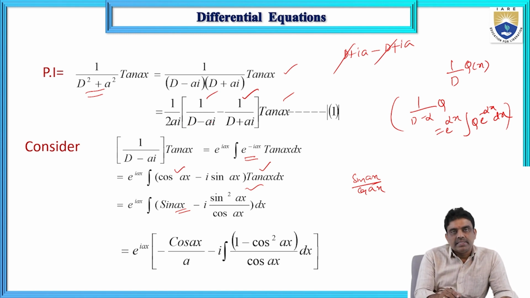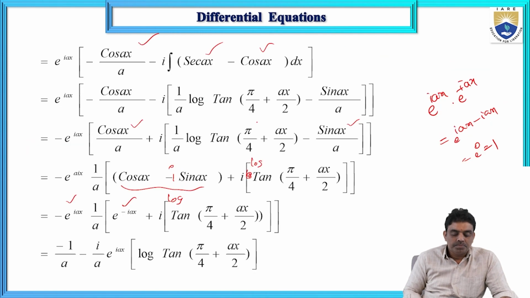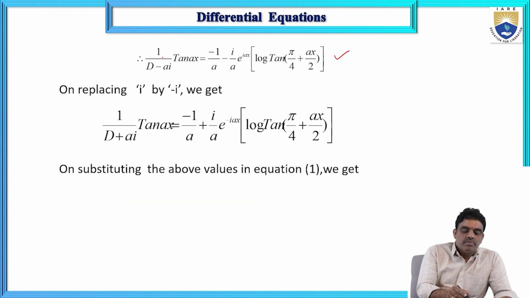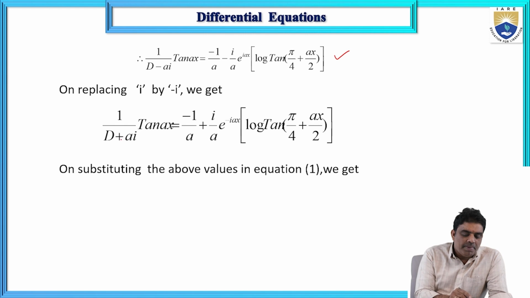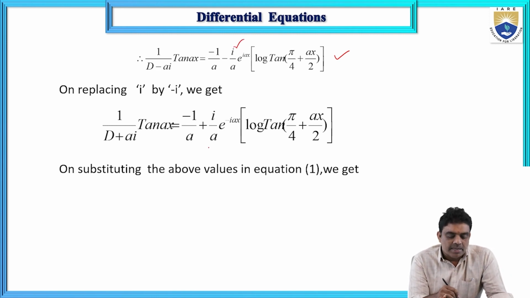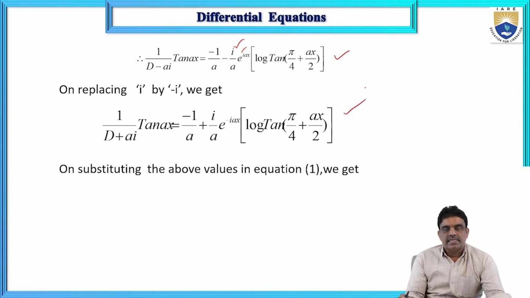So already 1 by (D minus ia) of tan ax is calculated. The value is minus 1 by a minus i by a, e power iax into log tan(pi by 4 plus ax by 2). Now, to find 1 by (D plus ia) of tan ax, just replace i by minus i in the previous result. Then 1 by (D plus ia) of tan ax is equal to minus 1 by a, a constant, as it is. On replacing i by minus i, you will get plus i by a. And here also i is there, e power minus iax into log tan(pi by 4 plus ax by 2). Remaining terms as it is.